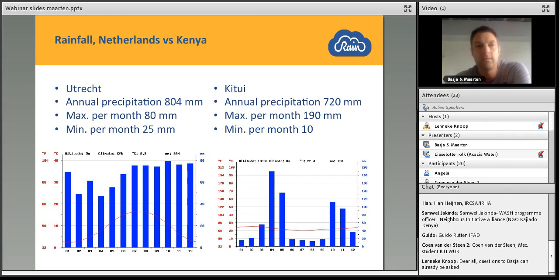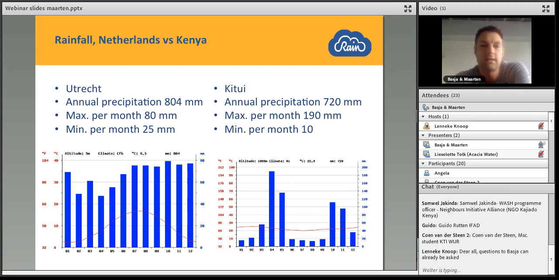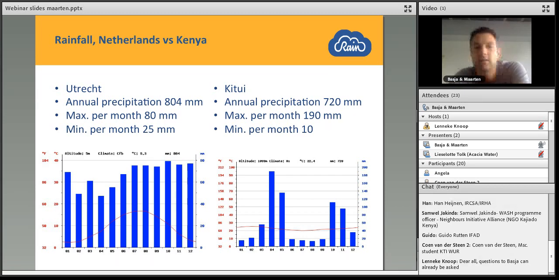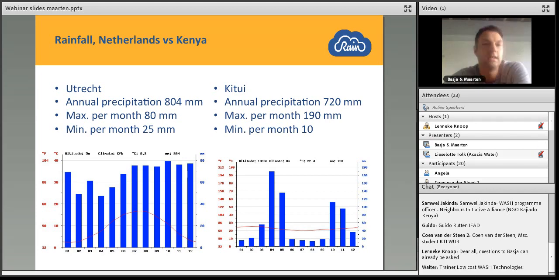The essence of the problem in Kitui is not that they don't have enough water, it's just the issue of when it is falling. In the Netherlands, we say it's quite wet, but the problem is that rainwater is falling all the time, but just very little. Whereas in Kitui, the maximum monthly precipitation average is 190 millimeters, and the minimum can be just 10 millimeters per month. In the Netherlands, it would be 80 millimeters, just the maximum, whereas it would be 25 millimeters minimum.